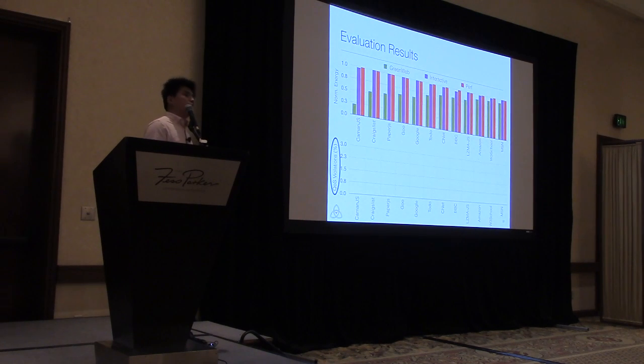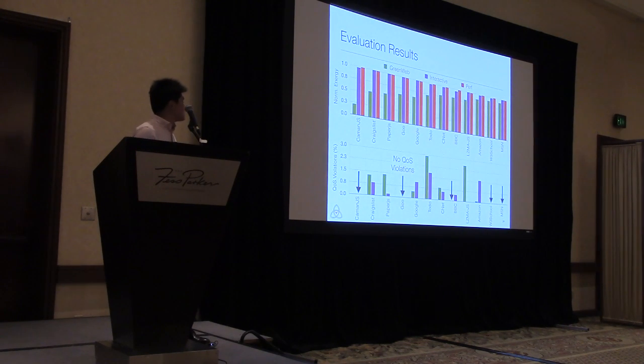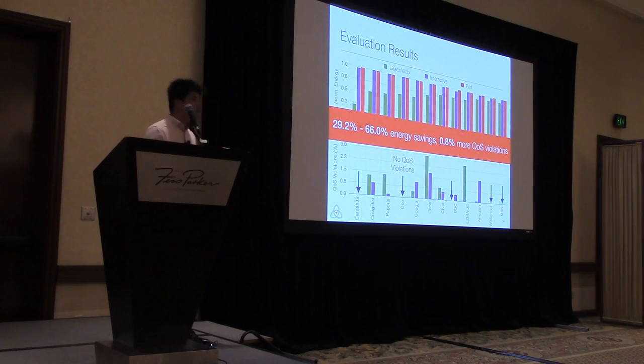Of course, the energy savings would be meaningless if the QoS violations are high. Now in this figure, I'm showing you the additional QoS violations that GreenWeb and Interactive introduce on top of perf. Recall again that perf runs at the highest performance and therefore has the lowest QoS violation. So what we see is that in many cases, GreenWeb does not introduce any additional QoS violations. So this means that in many cases it performs just as well as perf as far as QoS violation is concerned. And the highest QoS violation that GreenWeb introduces is only about 3%. So overall, we can achieve about 30% to 66% energy savings with only about 0.8% more QoS violations.